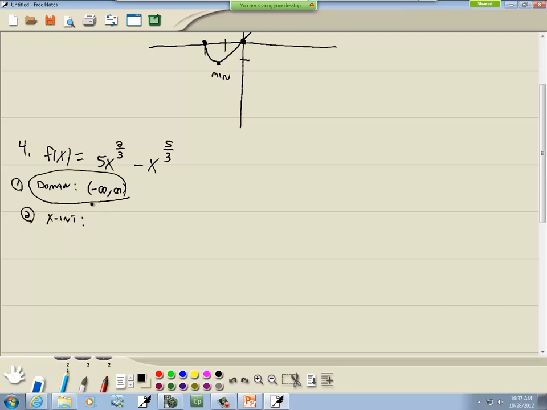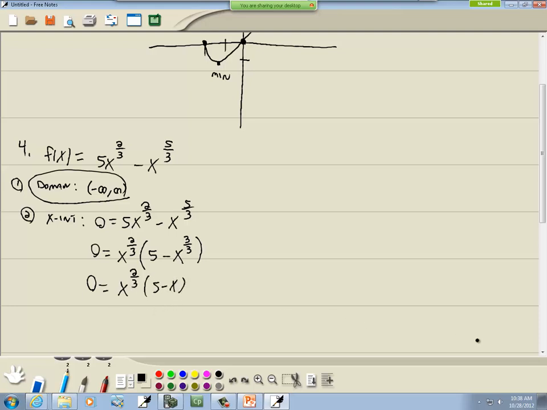For the x-intercept, we plug 0 into the other variable, so we plug 0 in for y. So we got 0 is equal to 5x to the 2/3 minus x to the 5/3. Now we can factor out an x to the 2/3. You always factor out the one with the smaller exponent. What's that give us? 5, minus x, and 5/3 minus 2/3 gives us 3/3. So we got x to the 2/3 times 5 minus x.